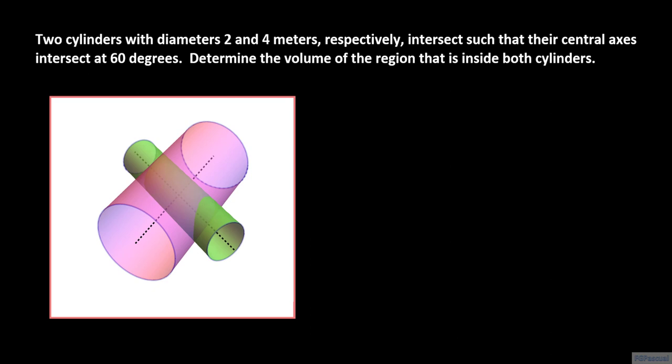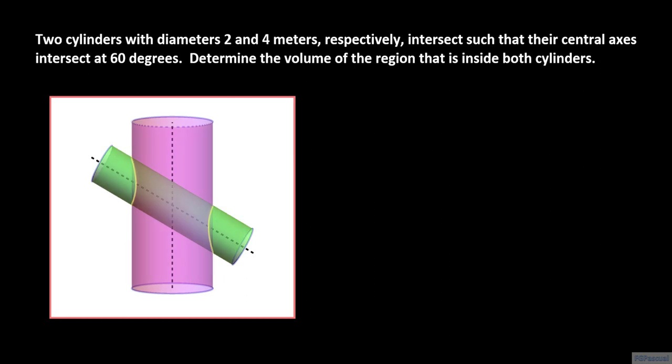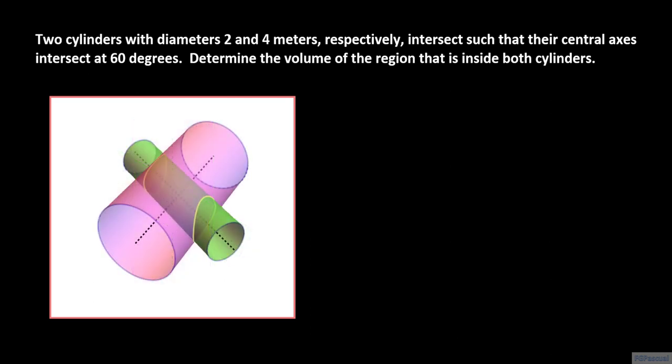It is generally the case that when two cylinders intersect, the curve or curves of intersection will not be circular. This is complicated by the fact that the two cylinders have different diameters and are not perpendicular to each other. We are going to find the volume of the region between these two curves of intersection.